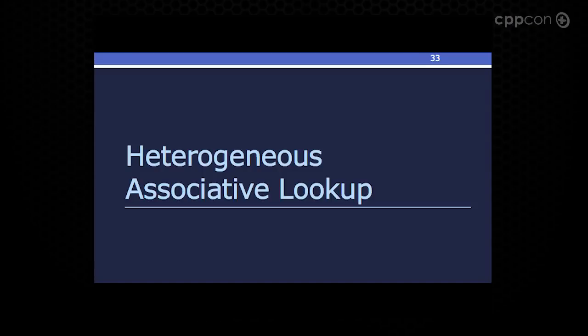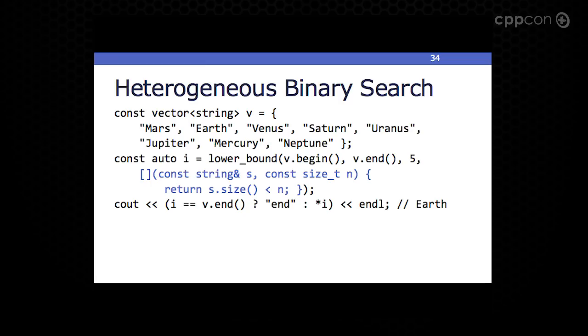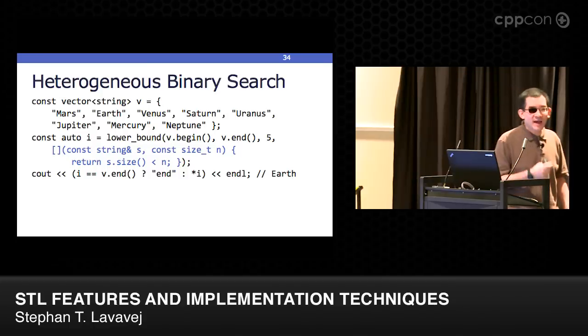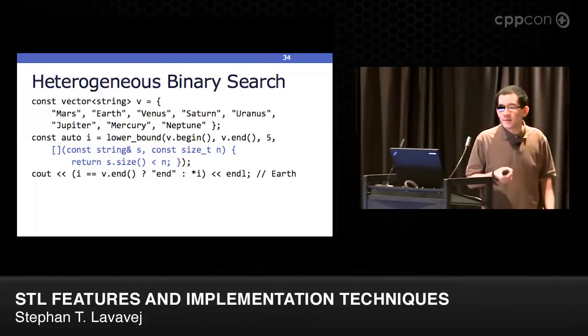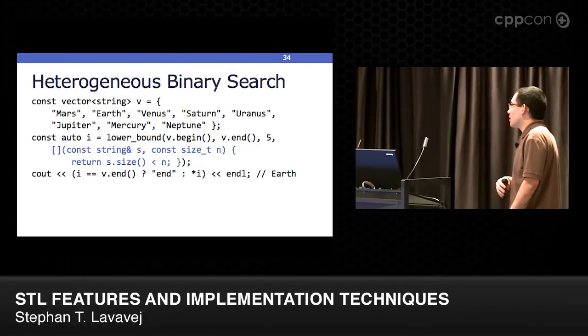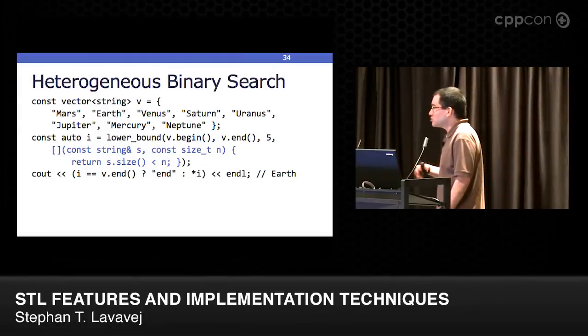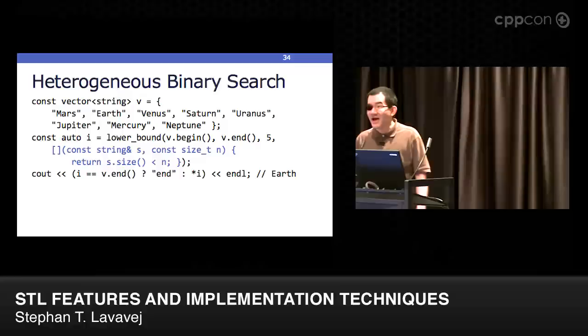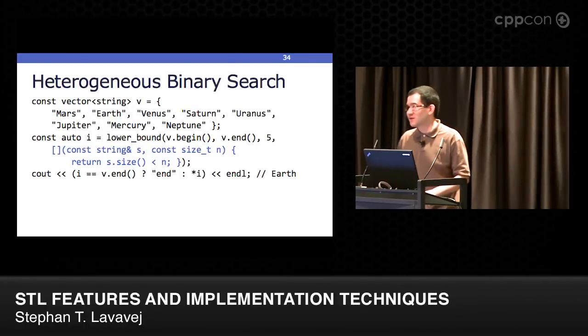Now let's look at a feature with the associative containers. This is called, sort of a mouthful, heterogeneous associative lookup. So before we look at the containers, let's just look at the algorithms. This is a change between C++03 and C++11. Let's imagine you have a sorted vector. Here I've got a vector of strings. And this is sorted not lexicographically, not alphabetically, but by the length of the string. So short strings before longer strings. Now imagine I want to look up in this vector of strings where to insert a string of length 5. Or you can think of it as looking for the string of length 5. And if one doesn't exist, then show me where it would be.